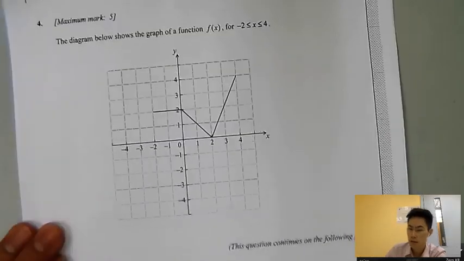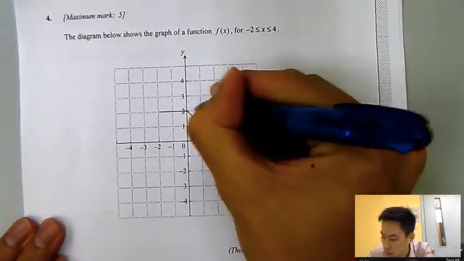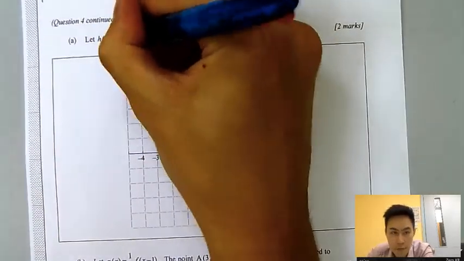So let's move on to the past paper question. You can see this one is 209. f(x) is given like this. But where is the question? The question is at the back. So the question is right here: h(x) is equal to f(-x).